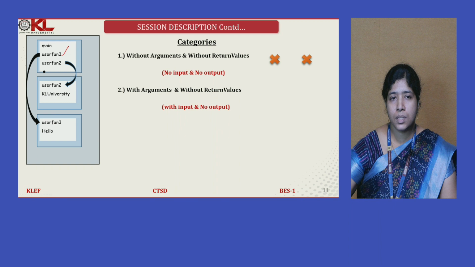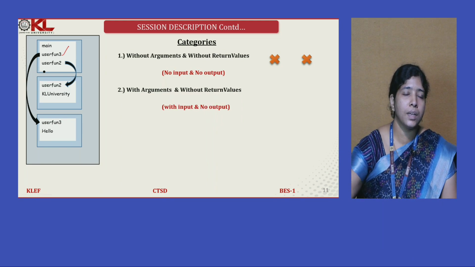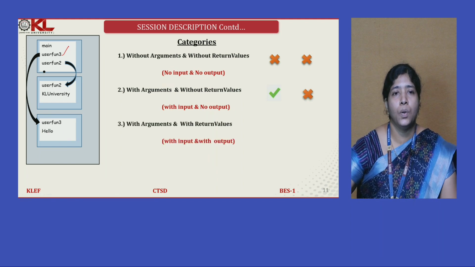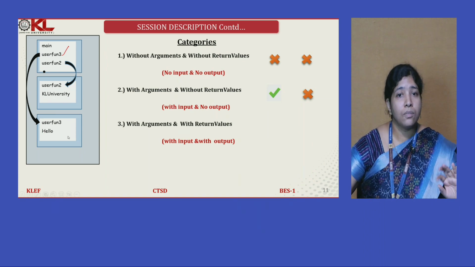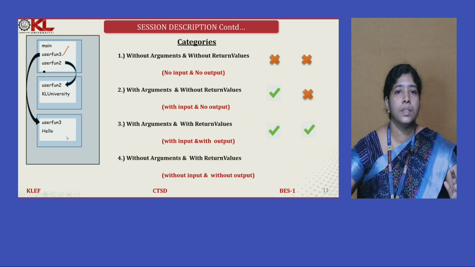With arguments means I am providing some inputs, and I don't want any output. You do the calculation there and print the result there. So giving the inputs and no output. Then with arguments and with return value: I am giving the inputs and I am expecting the result for that. Now the last category is without arguments and with return value. I am not providing any inputs, but I want some output.